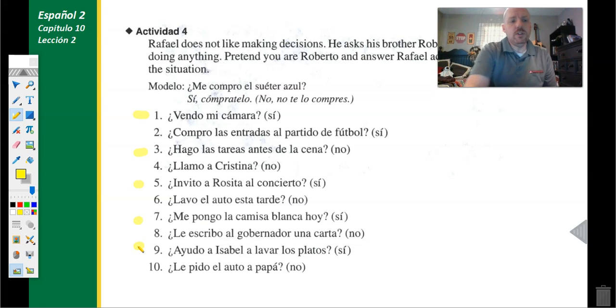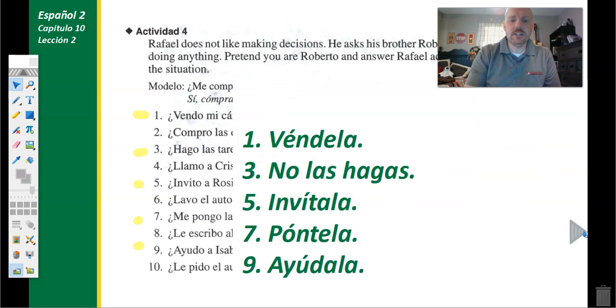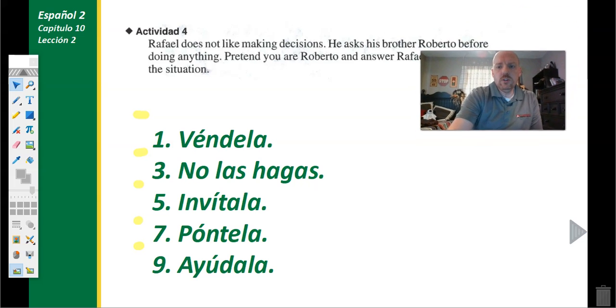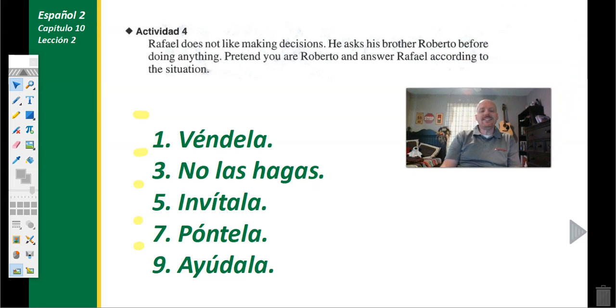All right, I hope you did well on that activity. Let's check your answers. Remember to make corrections in red so that we can take a look at how you did and talk about it when we get together again. Número 1, véndela, sell it. Véndela, sell the camera, sell it. Véndela. Notice the accent mark because vende was more than one syllable.